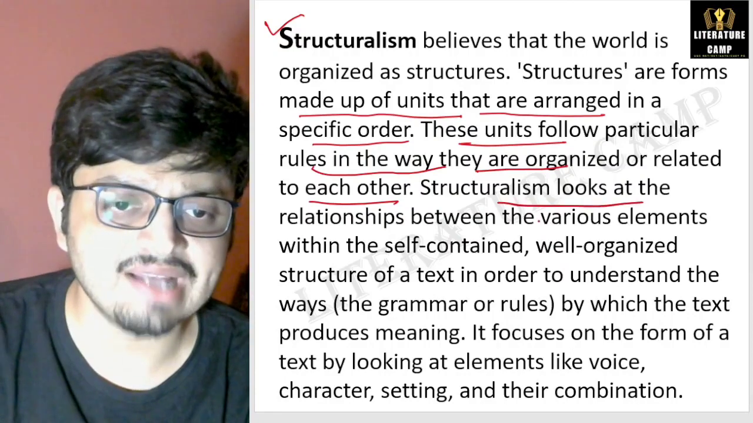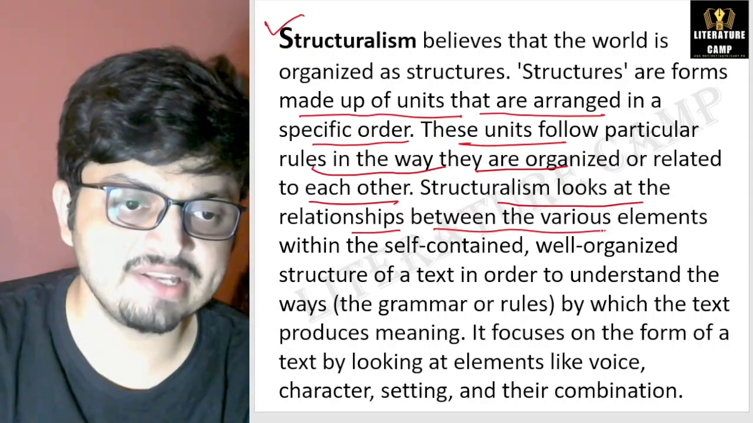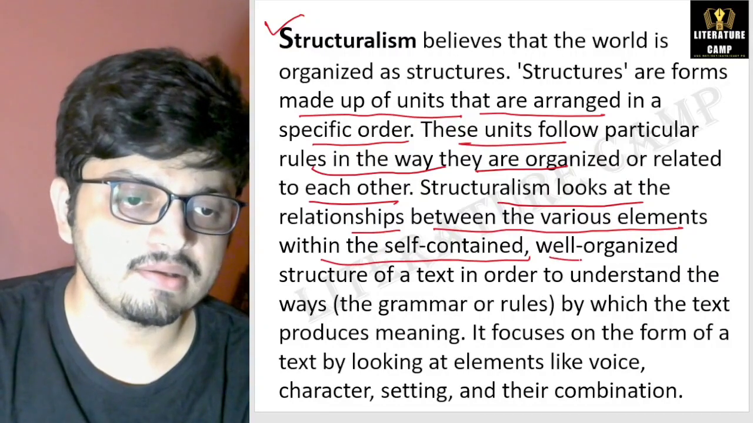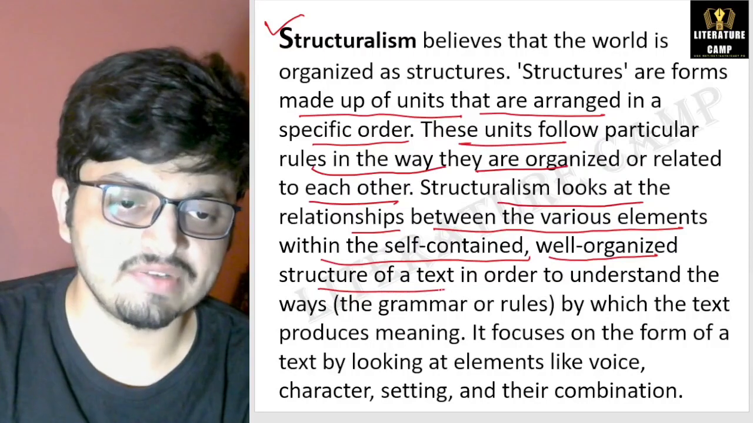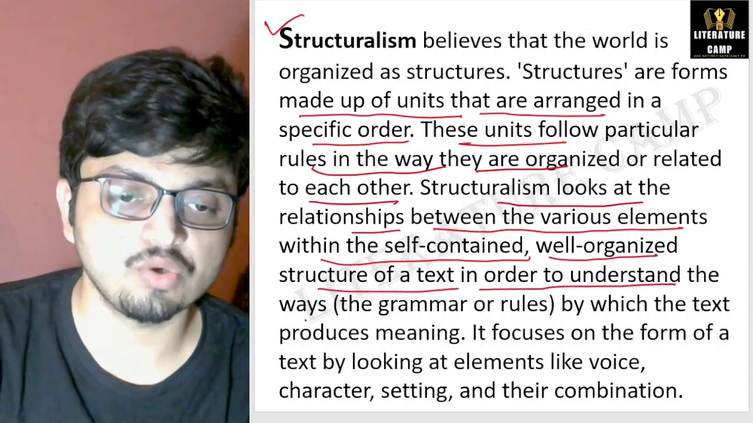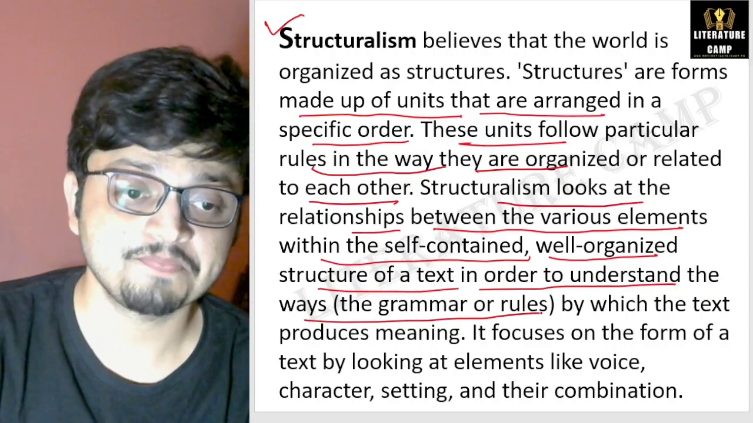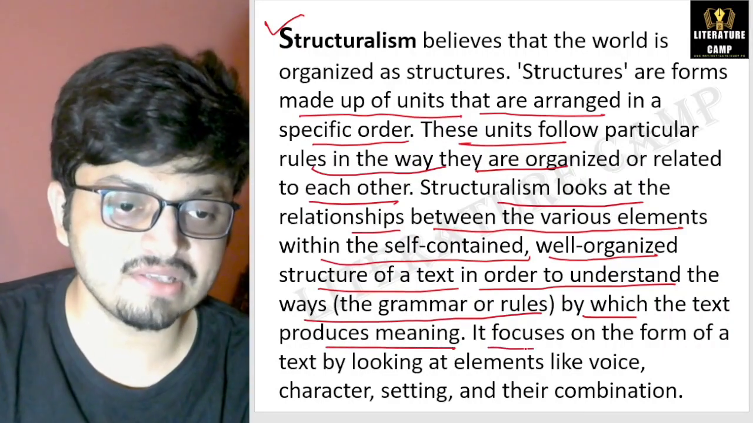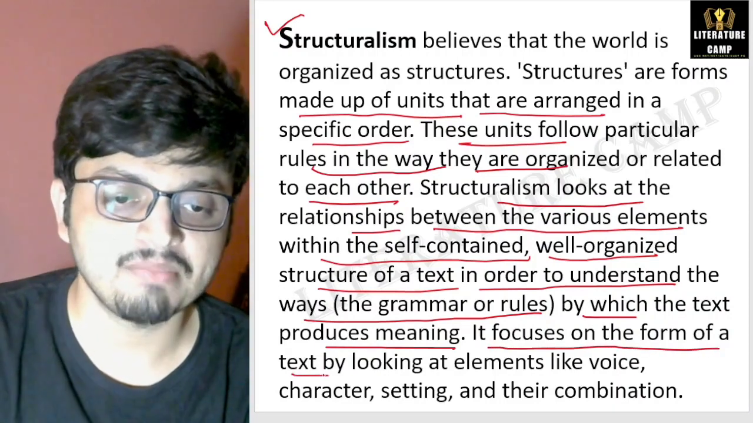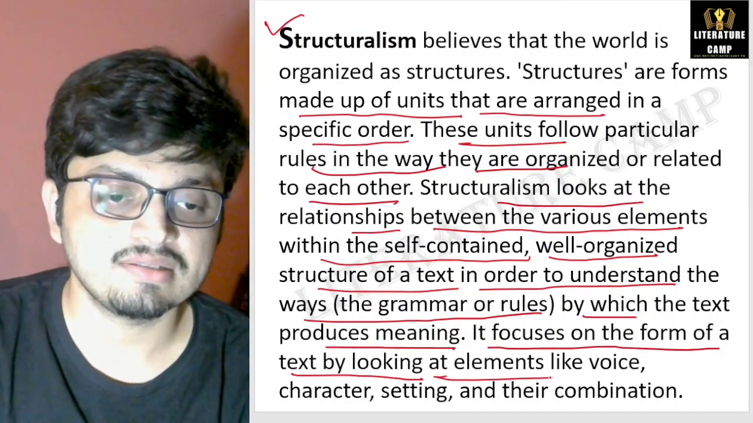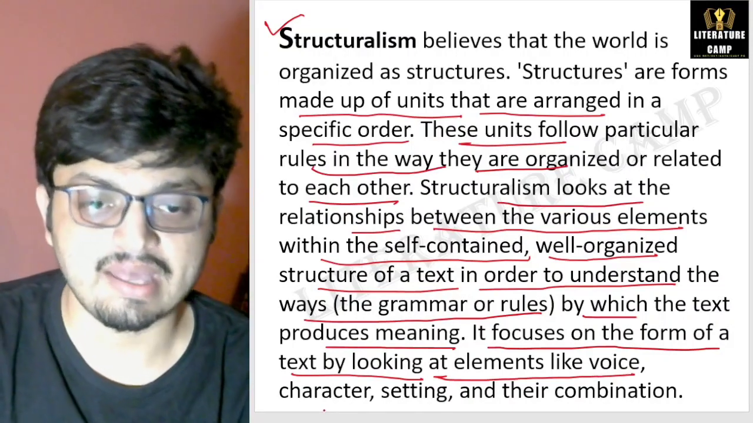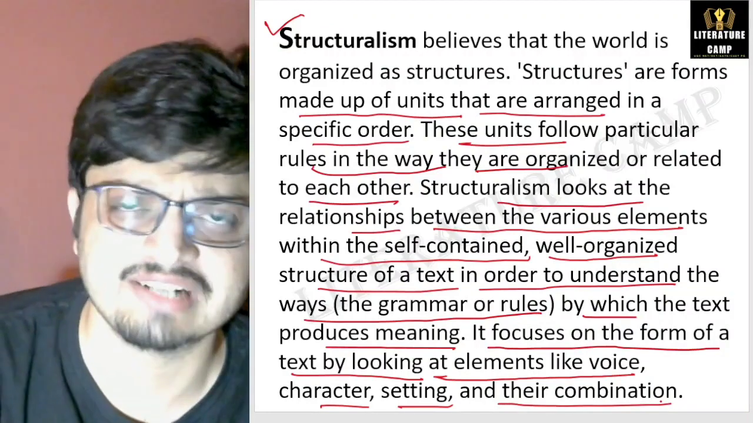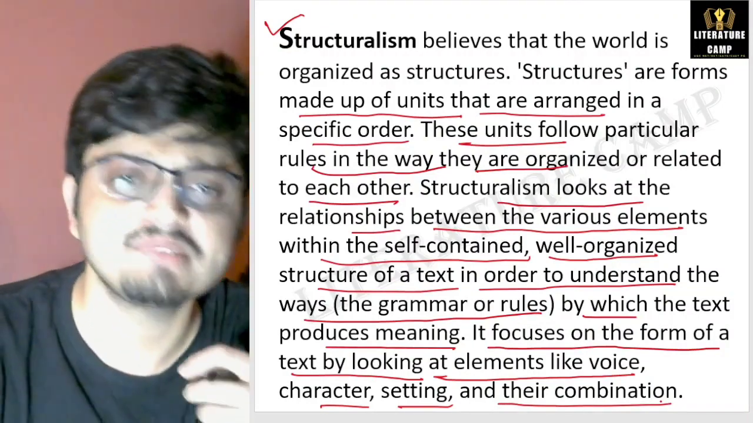Structuralism looks at the relationships between the various elements within the self-contained and well-organized structure of a text in order to understand the ways, the grammar or rules by which the text produces the meaning. Yes, it focuses on the form of a text by looking at elements like voice, character, settings, and their combination. So this is all about structuralism. I hope you have understood this concept.